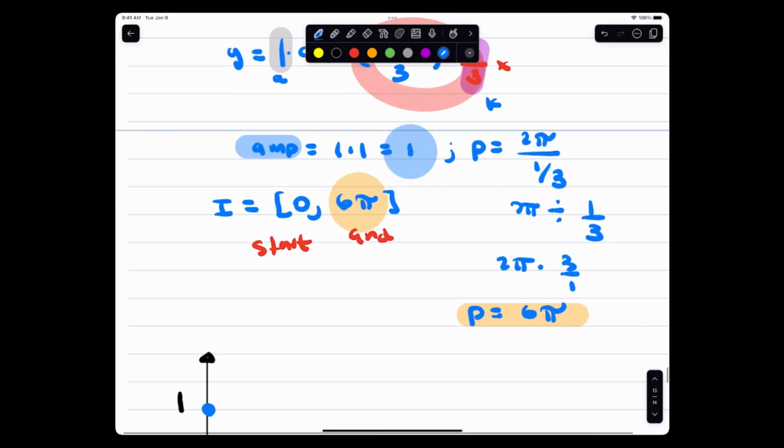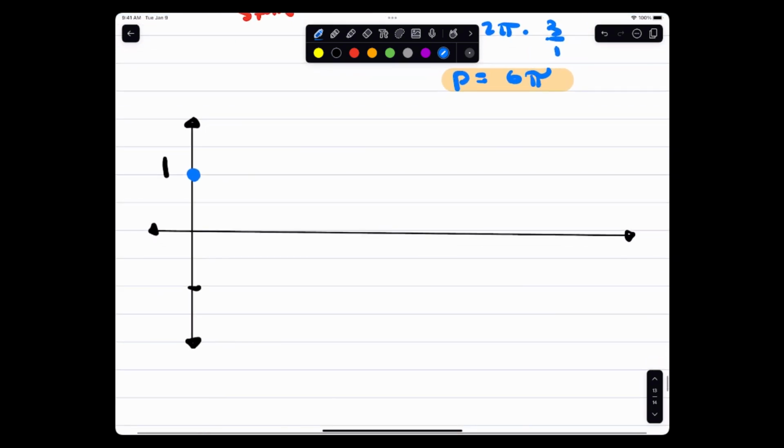Okay. Now you say, well, what happens with that curve? Well, you start at 1. And yes, that's where you start. You start at 0, right? I'll put 6 pi over here, ladies and gentlemen. And since it's cosine, don't you end at the maximum value as well? Because it's a cosine curve?